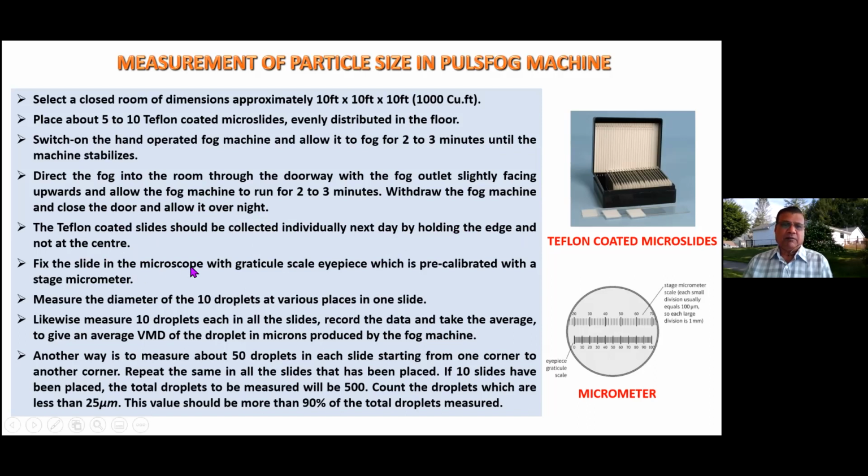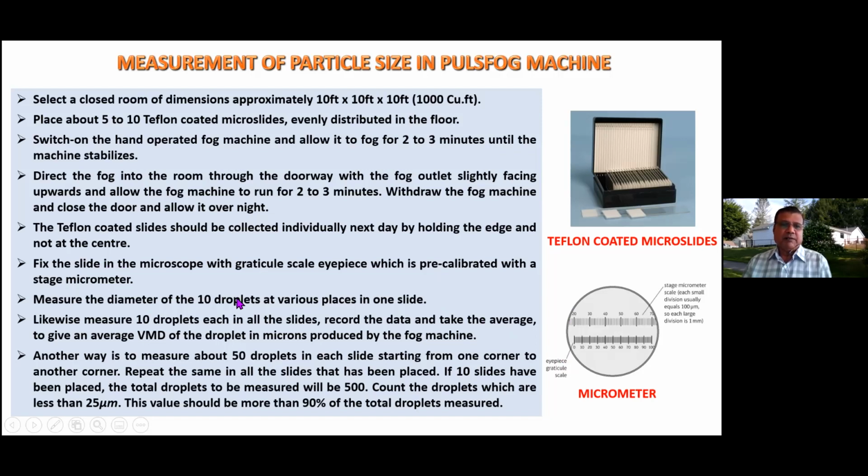Place the slide under the microscope with the graticule scale eyepiece, which is pre-calibrated with the stage micrometer. You know this. This is the eyepiece graticule and this is the stage micrometer. So you should have an eyepiece which has been pre-calibrated with the stage micrometer.